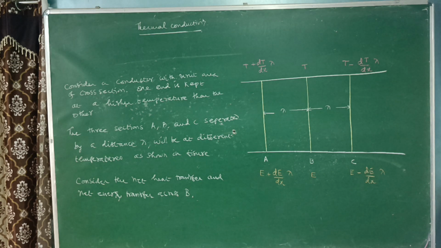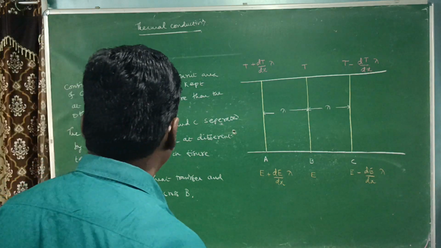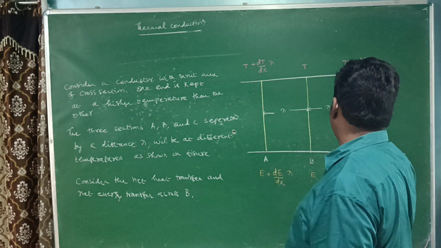Now we have to derive an expression for thermal conductivity. Generally, heat is conducted in solids either by the electrons or by the lattice vibrations. In metals, conduction by free electrons dominates. Consider a conductor with unit area of cross section. One end is kept at a higher temperature than the other end.